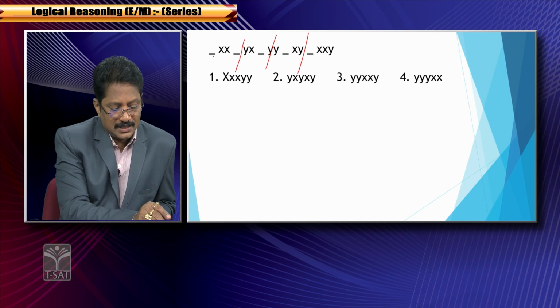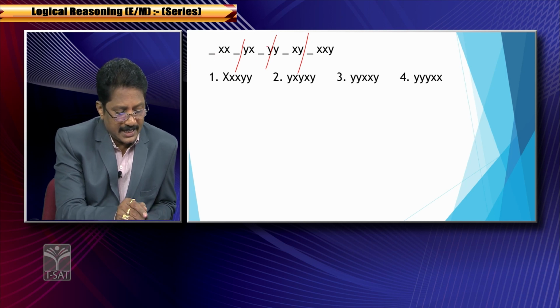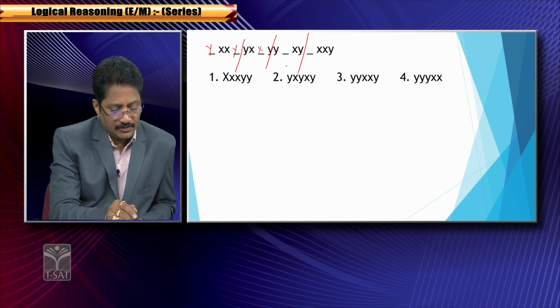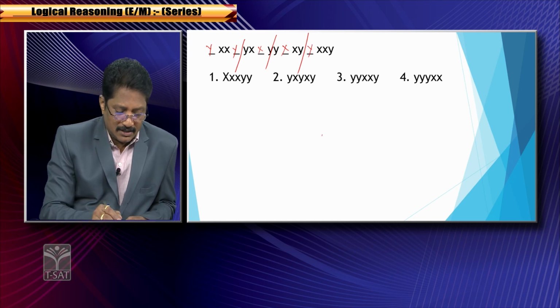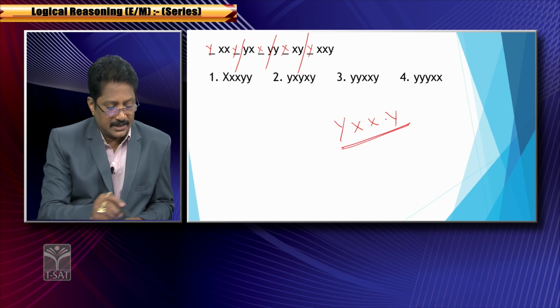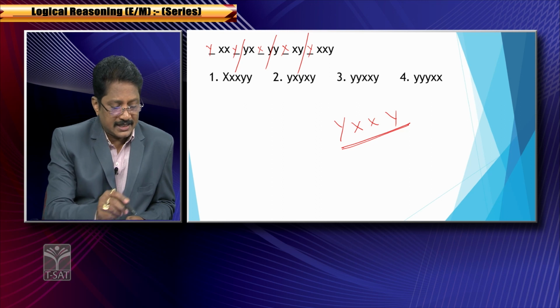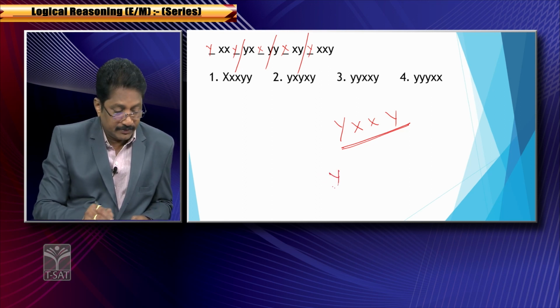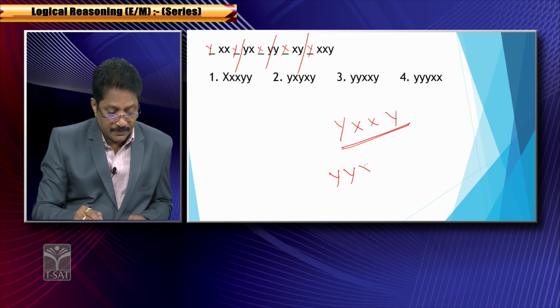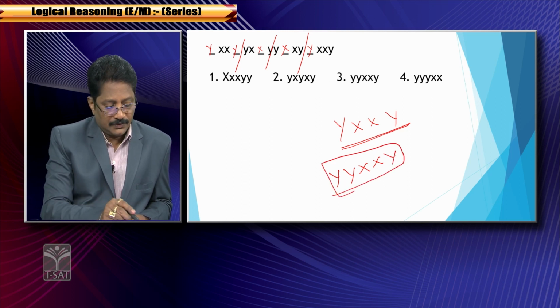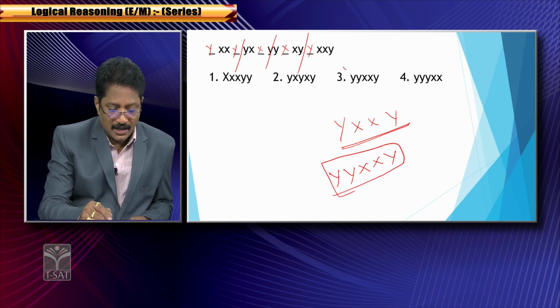So when you divide it, what is the common pattern you are observing? Y, x, x, y, correct? This is the common pattern: YXXY, YXXY, YXXY. So it is very clear. Now what are the letters in the positions? The first one is Y, the second one is Y, the third one is X, the fourth one is X, and the fifth one is Y. So YYXXY is the answer, which means option 3 is correct.